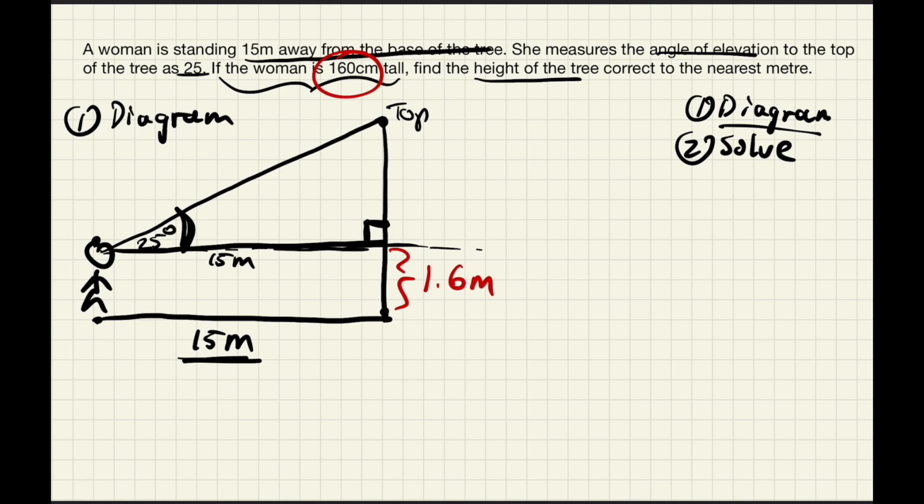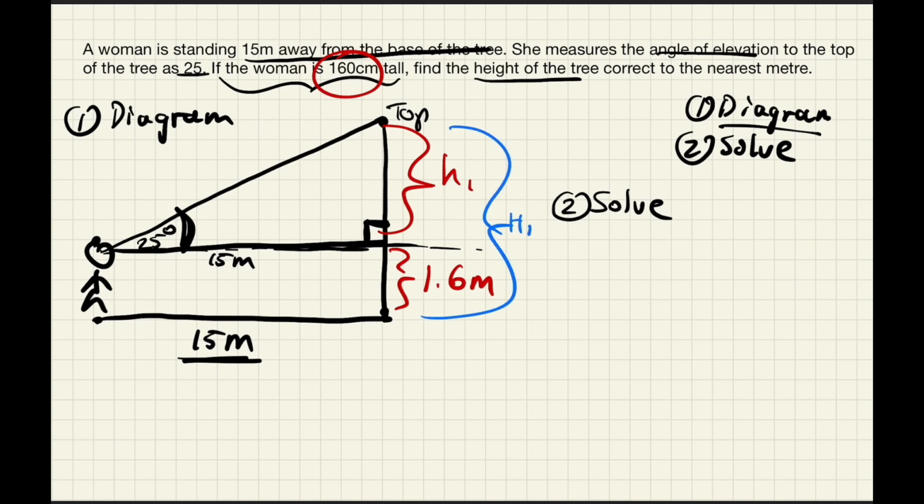Now, when it comes to solving this, we can break this problem up into two distinct steps. First of all, we need to find what this height is. So I'm just going to say h1. Then, after we've found what that height is, we need to find our total height, ht, let's say. So let's start off with finding h1.